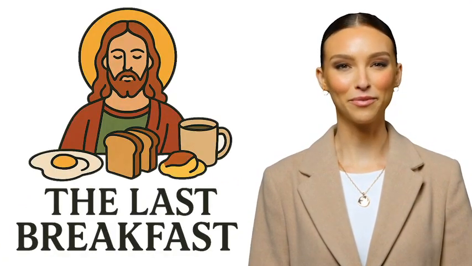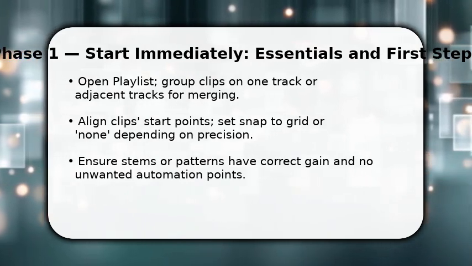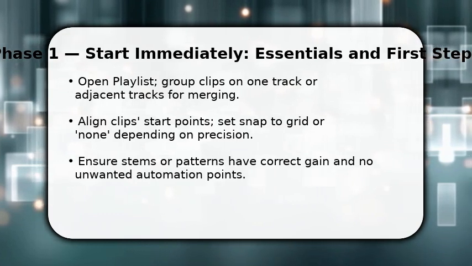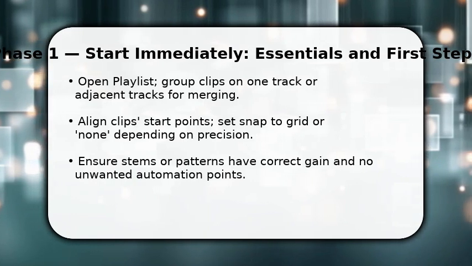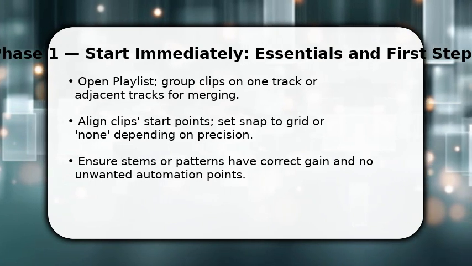You begin by selecting the clips you want to merge, not later, right now. Make sure the playlist shows only the clips intended. Once done, set Snap to grid or off for precise alignment. Check levels and remove redundant automation or top-of-clip fades so you don't bake in errors.